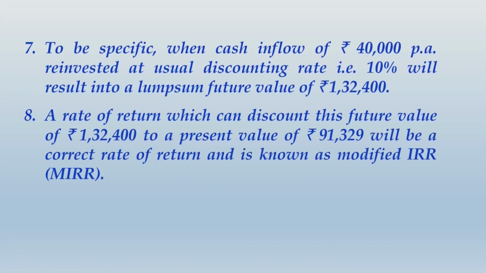Let us move ahead and continue writing further. To be specific, when a cash inflow of rupees 40,000 per annum is reinvested at the usual discounting rate, that is 10% per annum, it will result in a lump sum future value of rupees 1,32,400. A rate of return which can discount this future value of rupees 1,32,400 to a present value of rupees 91,329 will be a correct rate of return and is known as modified IRR or MIRR.